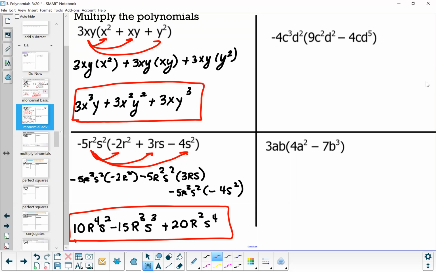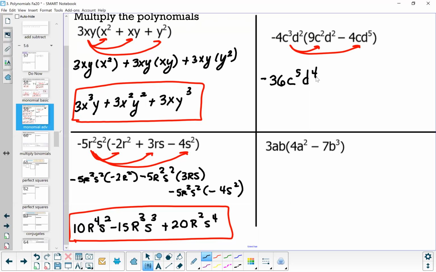So you have to distribute across the subtraction inside of parentheses, which tells us we're going to do, this time I'm going to do some mental math. The negative 4 times the 9 gives us negative 36. Then the c cubed times the c squared gives us c to the 5th power. D squared times the d squared gives us d to the 4th power.